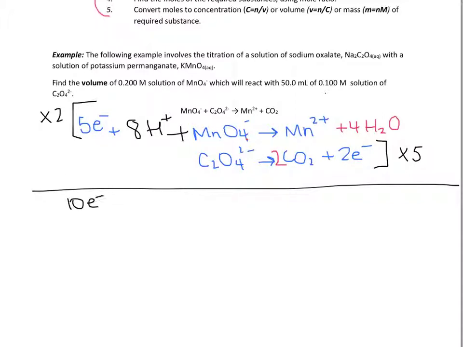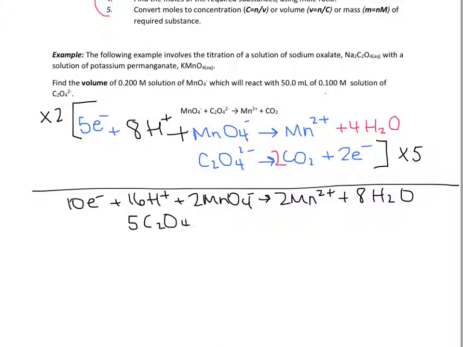So 10 electrons plus 16 H positive plus 2 MnO4 negative goes to 2 Mn2 positive and 8 H2O. And we have 5 C2O4 2 negative goes to 10 CO2 plus 10 electrons. You should now cancel out anything that can be canceled or simplify what can be simplified. These 10 electrons would of course cancel out. And that's the only thing here that can be simplified.